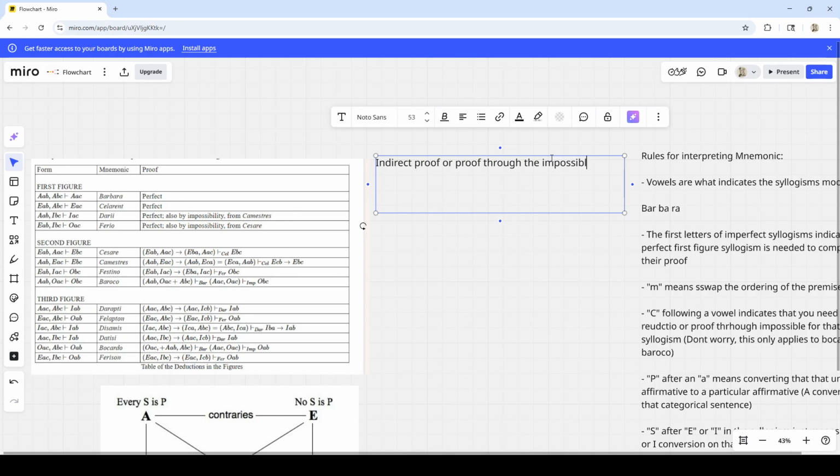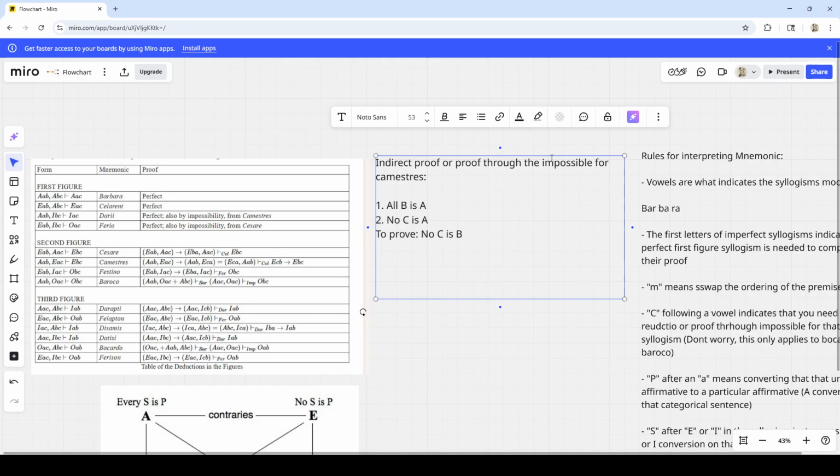The impossible for Cesare. Here, it's not going to obey the same rules. It is reduced to Celarent, but we're not going to be using Celarent for its indirect proof. So let's start over again. Cesare is: every B is A, no C is A, and we want to prove the conclusion that no C is B, right?